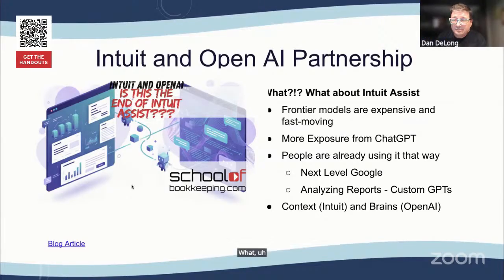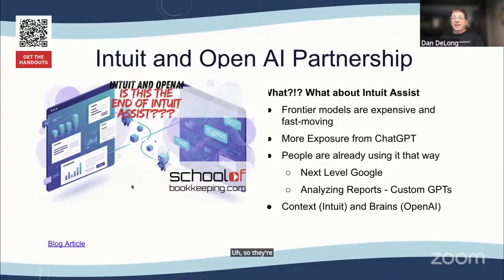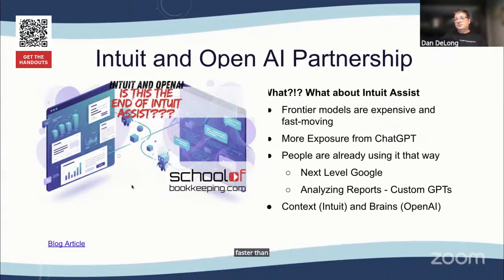What happens, right? In this case, they're leveraging somebody that's already created a mousetrap, or built that better mousetrap. So they're leveraging that. This will help them, in theory, get to a place faster than if they tried to create all this by themselves, right?